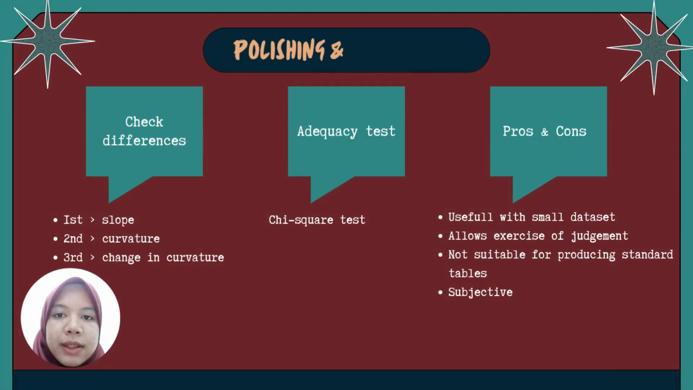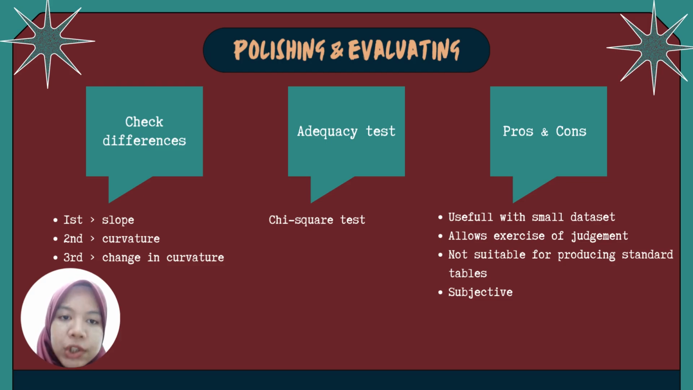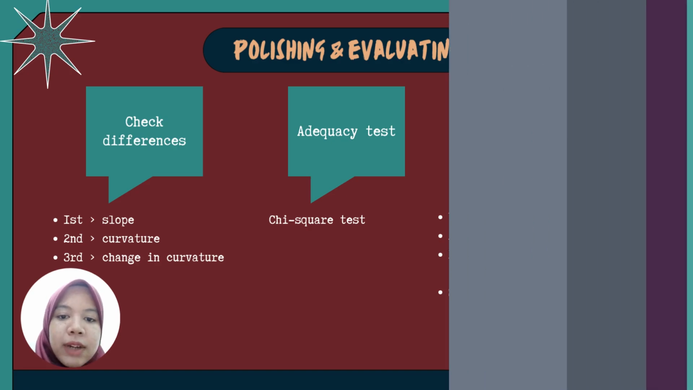Okay, once the curve is drawn, we check its smoothness using first, second, and third differences. These help detect irregularities in slope and curvature. If needed, we adjust the curve manually, a process called hand polishing. Finally, we test the curve adequacy using statistical tests like chi-square. Graphical graduation is useful with a small dataset and low expert judgment, but it is subjective and cannot give high precision.